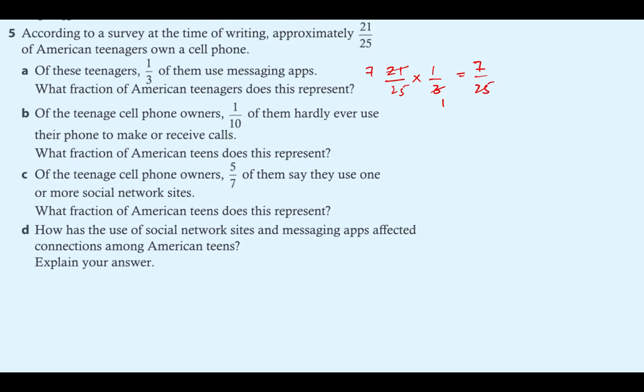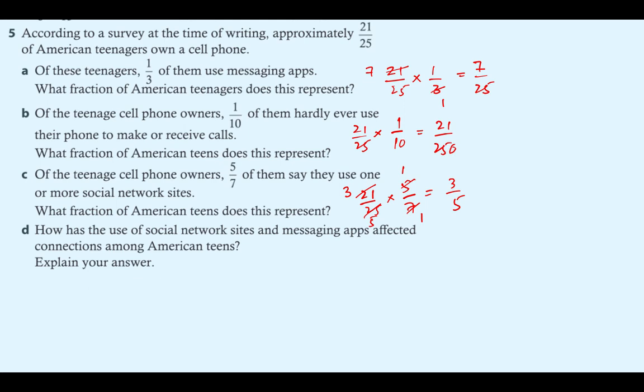Now, of the teenage cell phone owners, 1 over 10 of them hardly ever use their phone to make or receive calls. What fraction is this? So, again, we will use 21 over 25. When we multiply this, we get 21 over 250 because this cannot be simplified further. For part C, of the teenage cell phone owners, 5 out of 7 of them say they use one or more social networking sites. So what is the fraction? So again, 21 out of 25 multiplied by 5 over 7. 5 ones are 5, 5 fives are 25, 7 ones are 7, and 7 threes are 21. So we get 3 over 5 as the answer.